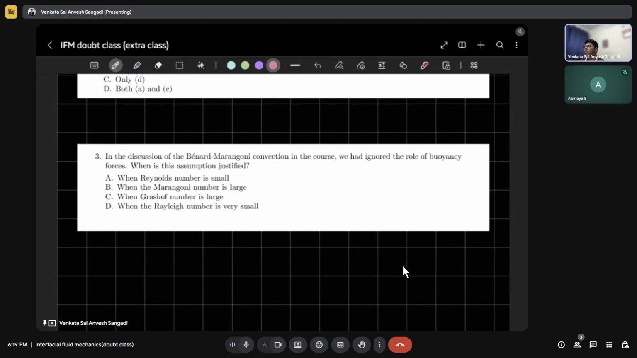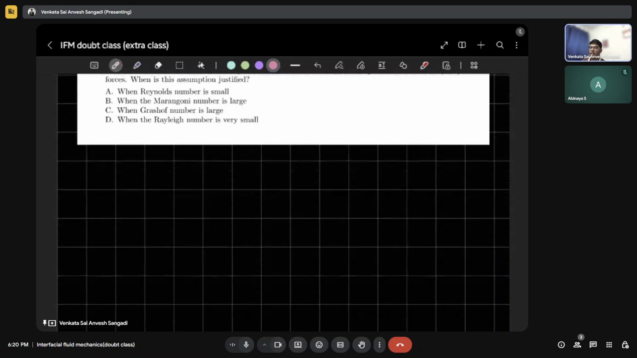In the discussion of the Bernard-Marangoni convection in the course, we had ignored the role of buoyancy forces. When is this assumption justified? One of the assumptions was that the role of buoyancy is neglected in setting up the Bernard-Marangoni convection. So, let's look at the options. The options are: when the Reynolds number is small, when the Marangoni number is large, when the Grashof number is large, when the Rayleigh number is very small.